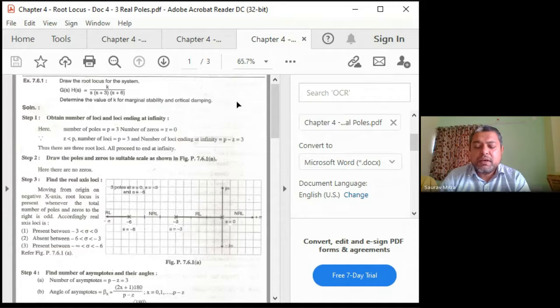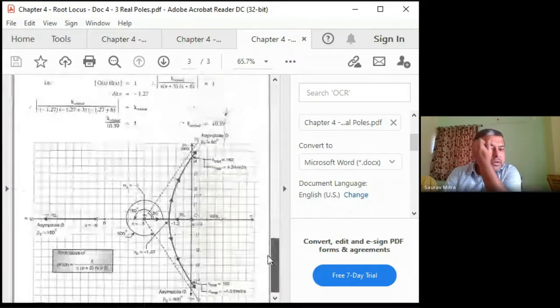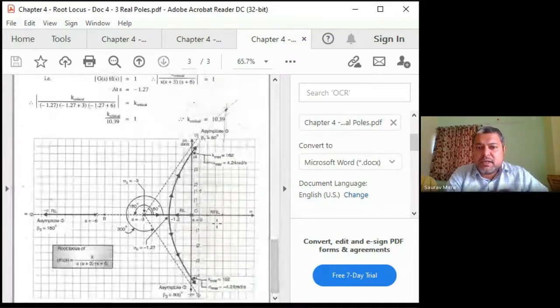So what you have to do first is find the characteristic equation. What is the characteristic equation? 1 plus G(s)H(s). That means s into s plus 3 into s plus 6, multiply it out, plus k. That will be an equation s cube plus something of s square plus something of s plus k, and there you keep substituting the value of k from 0 to infinity. You will find how the roots change their position. Don't get scared seeing so much, because this is very easy. You will be able to do all these things.